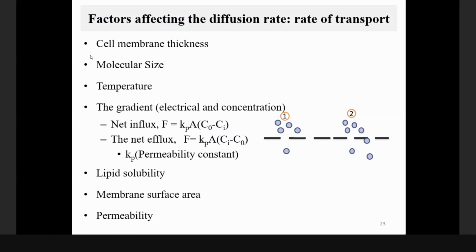And the other is the surface area available for diffusion. The more the area for diffusion, the more the rate, and the less time taken by the substance to cross the cell membrane. The last is the permeability of the cell membrane. Permeability is the ability of the cell membrane to allow a substance to pass. So the higher the permeability, the higher the diffusion rate, and the less time taken by that substance to cross the cell membrane.